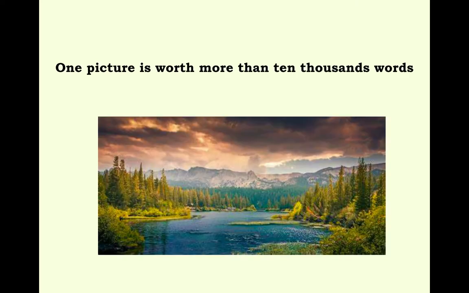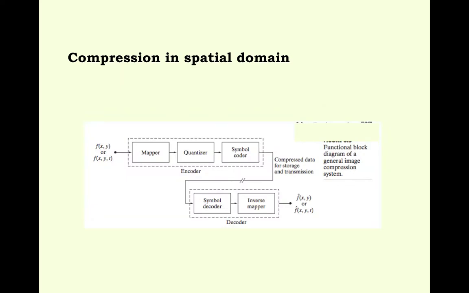Content: Digital Image Compression, Compression in Spatial Domain. This is the block diagram of a general compression system. At the input, the signal or the image to be processed is given as input.